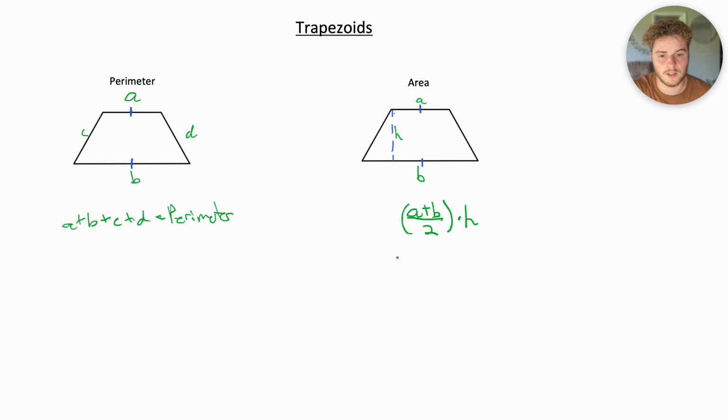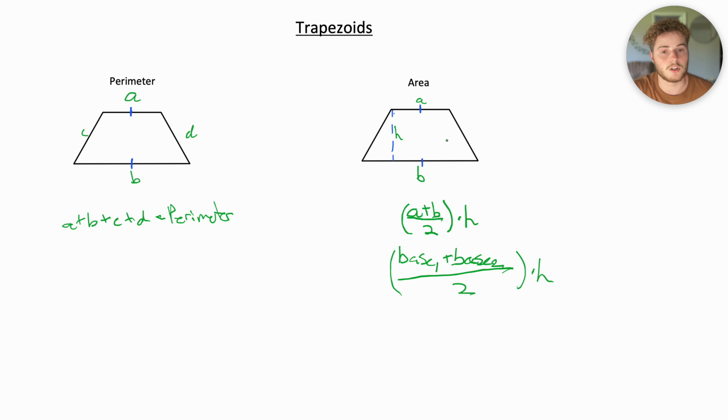Now, I'll write this out in another way that you might see also. You might see base 1 plus base 2 all over 2 times the height. So the reason I wrote this out in both variables and the equation you'll probably see, is just so you can understand where this is coming from. So base 1 plus base 2 all over 2 times height is what you will most likely see in your textbook and another video if you decide to watch one. But I wanted to write in variable form just so you can see what that actually means.